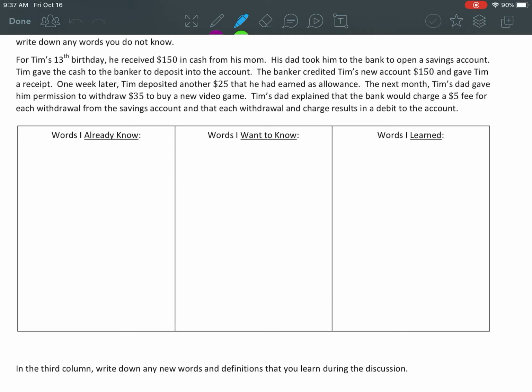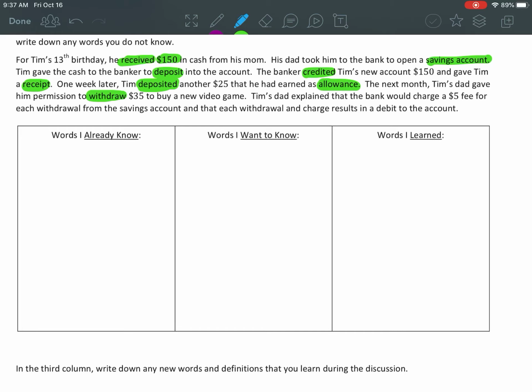So for Tim's 13th birthday, he received $150 in cash from his mom. His dad took him into a bank to open a savings account. Tim gave the cash to the banker to deposit the money into the account. The banker credited Tim's new account $150 and gave Tim a receipt. 1 week later, Tim deposited another $25 that he earned as an allowance. The next month, Tim's dad gave him permission to withdraw $35 to buy a new video game.